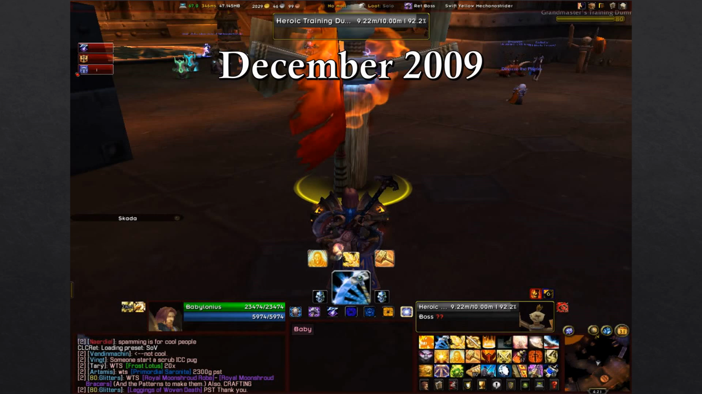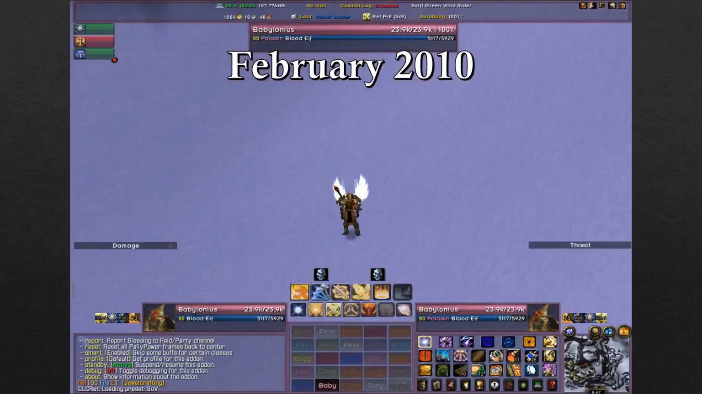So you can look at my UI. I was playing on my laptop at the time. Pally Power's up in the top right there, and stuff like that. So I was primarily a healer and a tank, which is why the raid frames are in the middle. And at the moment, I was just trying to learn Ret, hence why I had the rotational helper on. So this was 2009 in December.